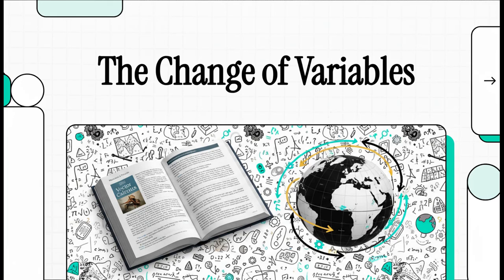Welcome to the Explainer. Today, we're diving into one of my favorite tools from multivariable calculus, the change of variables theorem. It's a powerhouse concept, the kind you'd find broken down in a great textbook like Marsden and Tromba's. And honestly, it feels like a secret weapon. It lets us solve problems that seem completely impossible by doing something pretty radical, just changing our point of view.